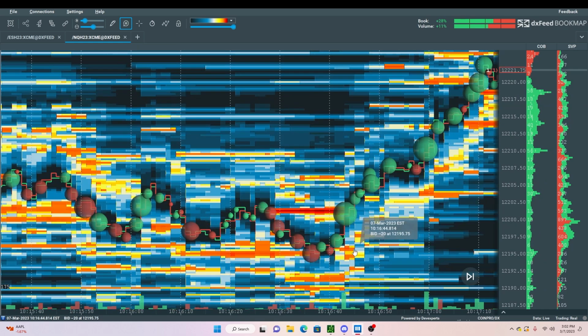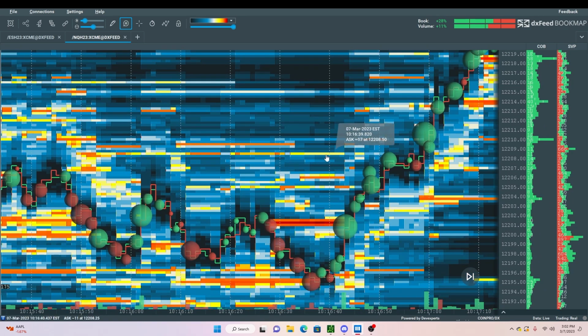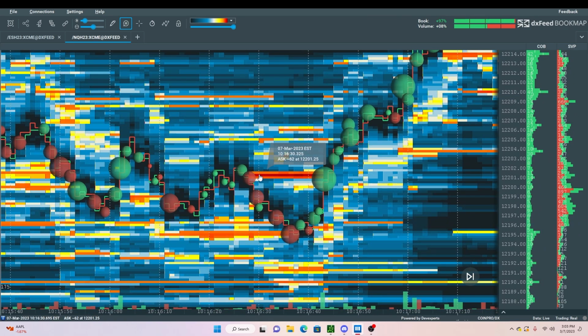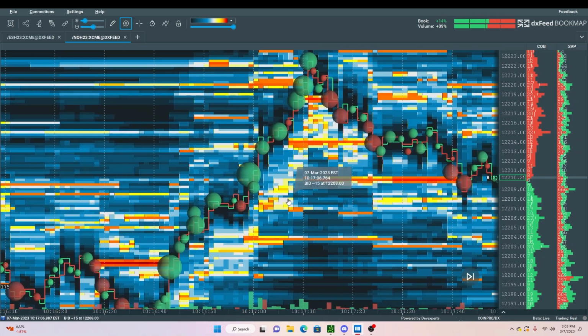And now a really good example of aggressive buyers pushing price through where those passive sellers are. As you can see, we had this solid orange and red line right here letting us know there were sellers. Look at the aggressive buyers. Look at the volume on this bubble right here. As a result, we saw a nice push to the upside.